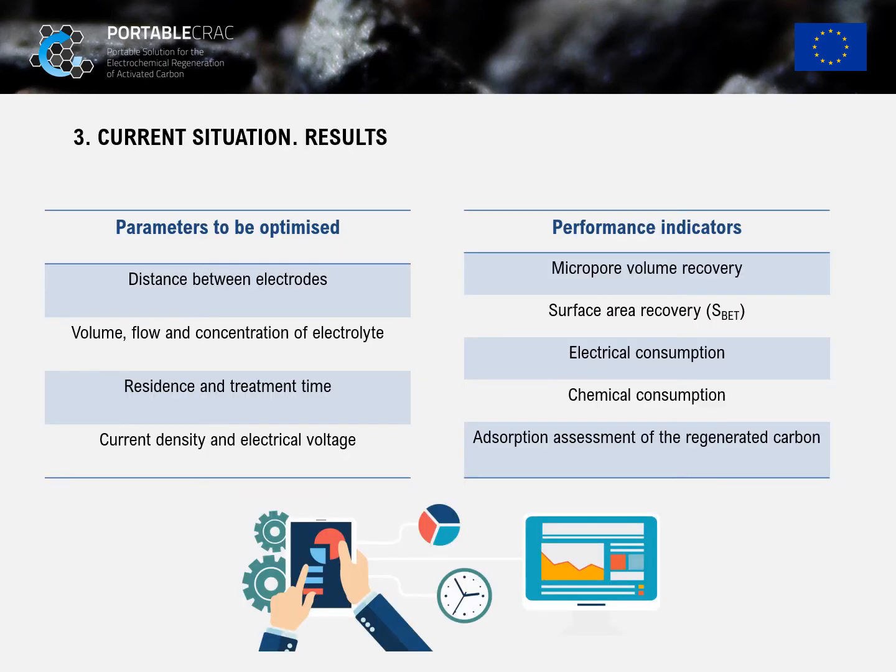We have arrived at the point where I will explain the current situation and show a few results. Some parameters can be tuned in order to optimize the regeneration process. These parameters are distance between electrodes, volume, flow and concentration of electrolyte, residence and treatment time, and current density and electrical voltage. Then, the way we assess the performance of the regeneration is by the study of different indicators such as microvolume recovery, surface area recovery, electrical consumption, chemical consumption, and adsorption assessment of the regenerated carbon.